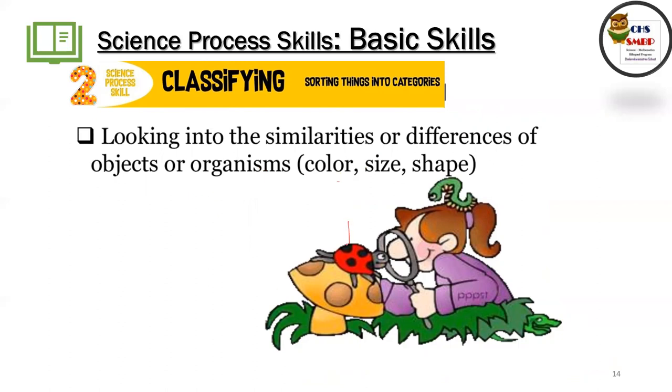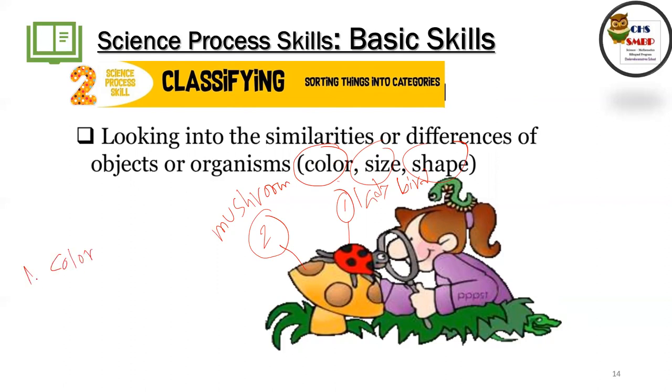So if you look at this animal, and if you look at this organism, it's a mushroom. So you see, it's a mushroom and it's a ladybird, or you can say ladybug, and you can differentiate them with color, size, and shape. So let me check this out. We can classify these two things based on these characteristics. So first of all, you see color, then you see size, and then you see shape, right?